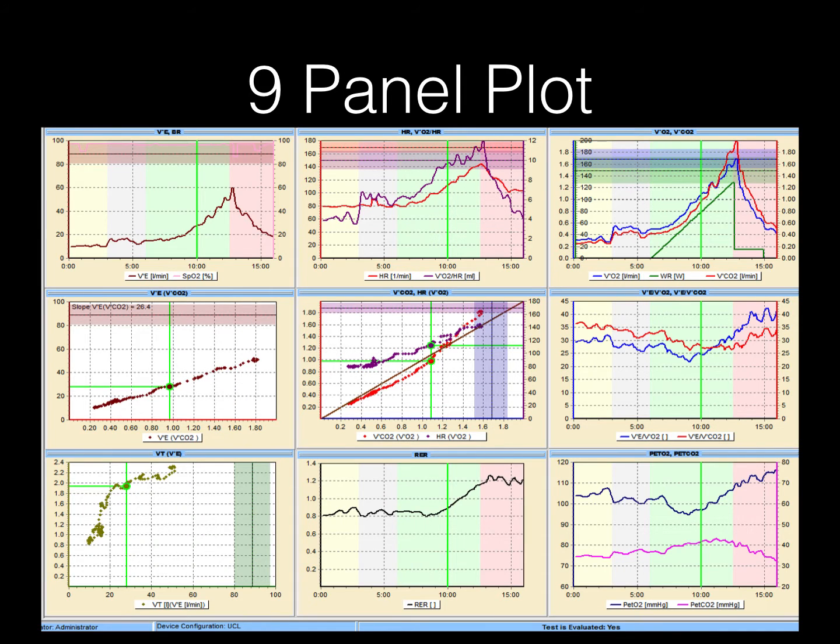Back to the 9-panel plot, we're now going to look at one of the main ways we diagnose the anaerobic threshold, which is the V-slope method. Strictly, we should call, of course, the anaerobic threshold the VO2 at the anaerobic threshold, because it is a measure of VO2.